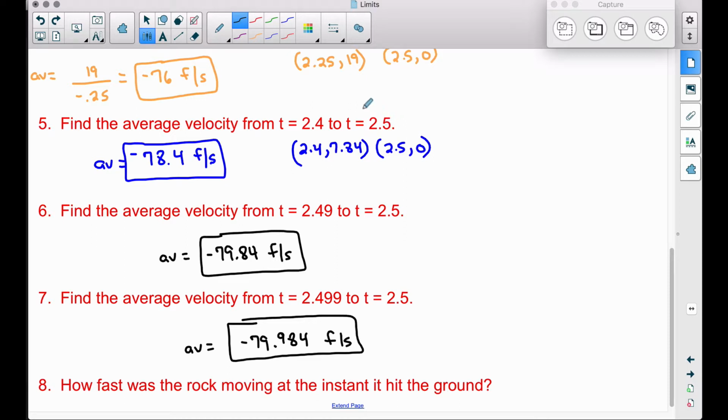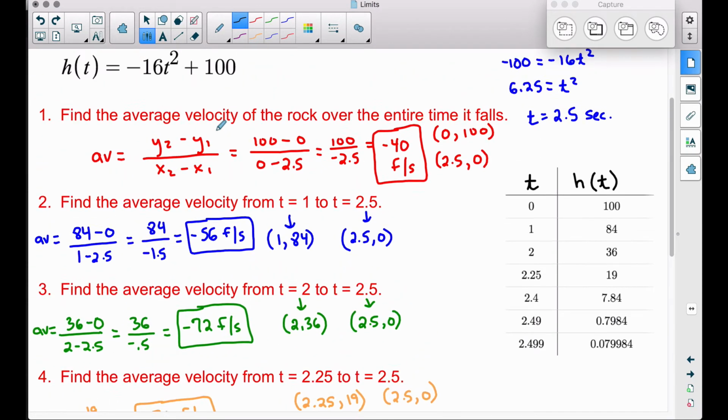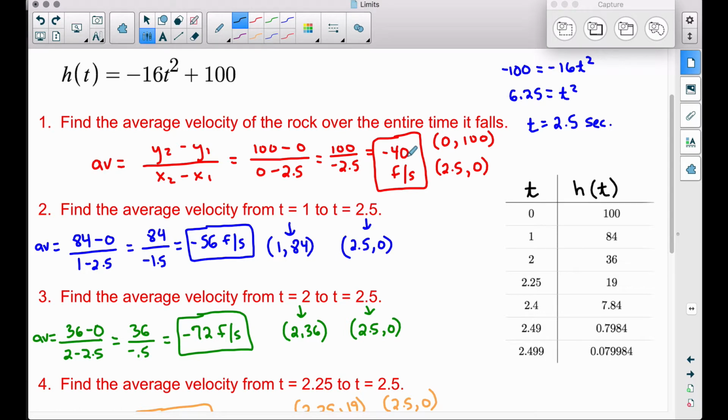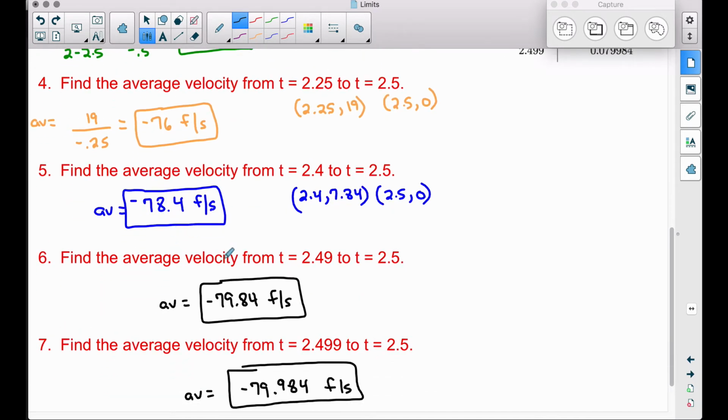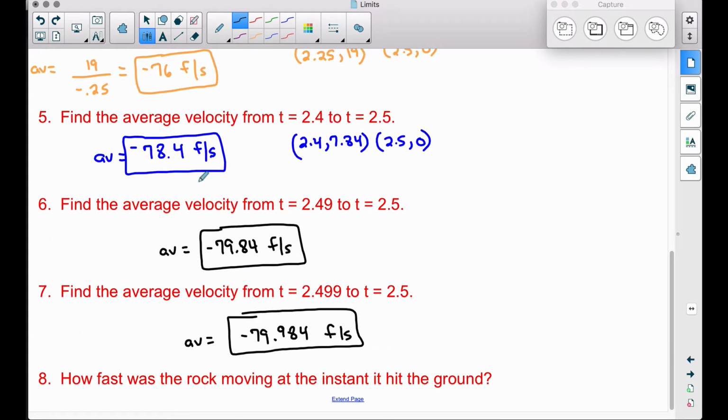For sake of time, and since this is mainly an algebra review, I've also listed the 2.4 to 2.5 seconds. Notice our time interval is only 1/10 of a second. Now we have 100th of a second between these two, and then finally we have 1,000th of a second. But what I want you to notice is look at these numbers. Back at the beginning, the average velocity was negative 40 feet per second. Then it went to negative 56, negative 72, negative 76, negative 78.4. And then once you get to here, notice it looks like this number's getting really, really close to negative 80.